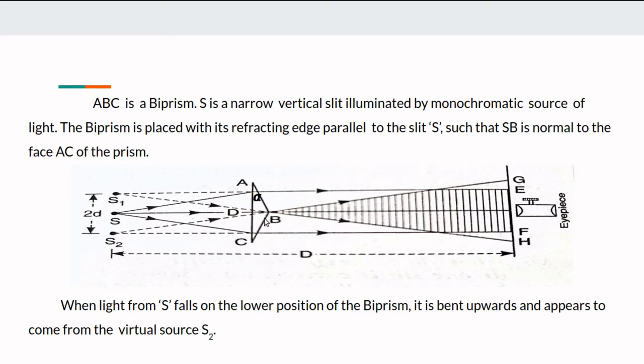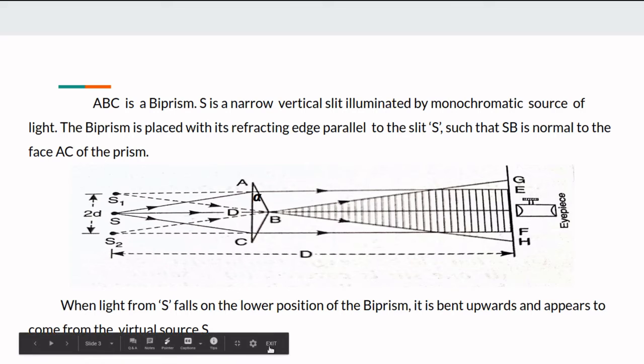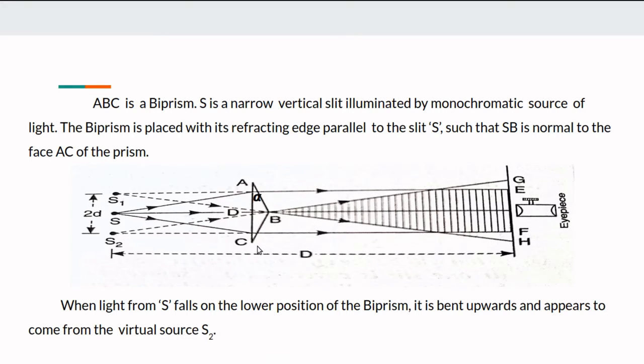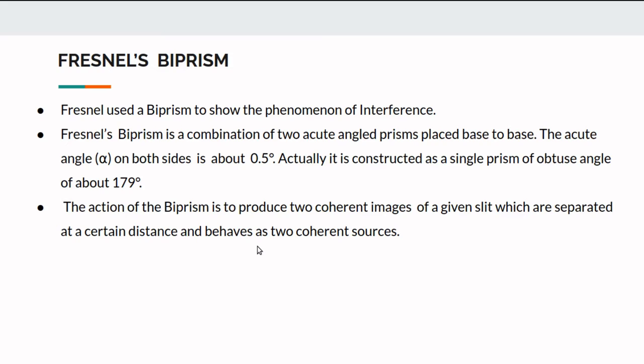We know that the sum of the angles of a triangle is equal to 180 degrees. As these two angles are equal to 1 degree, the remaining angle is 179 degrees. This is the biprism which is used by Fresnel. Therefore, Fresnel's biprism is actually a single prism of obtuse angle 179 degrees.